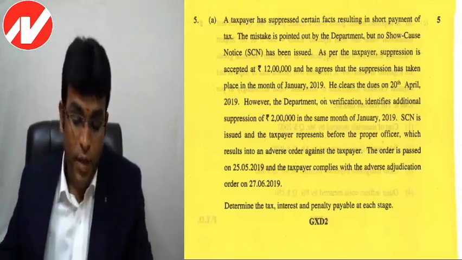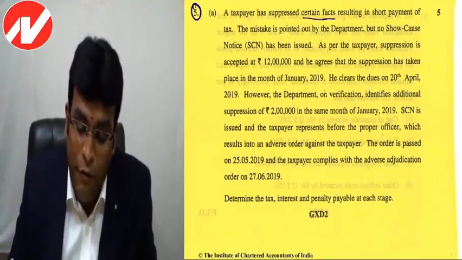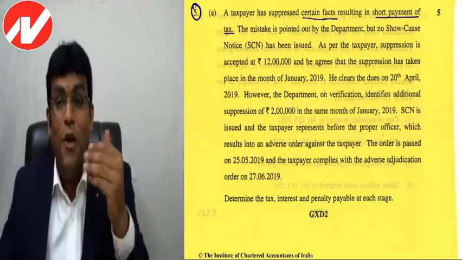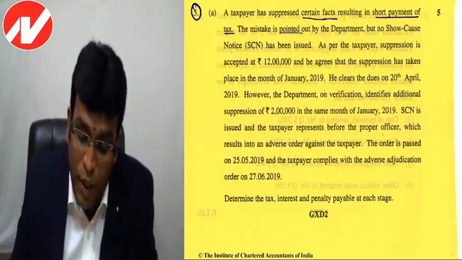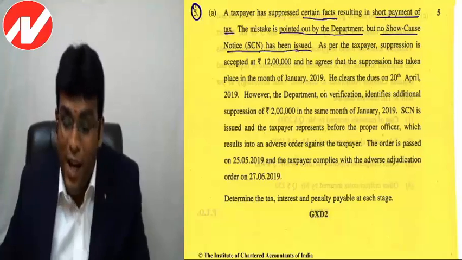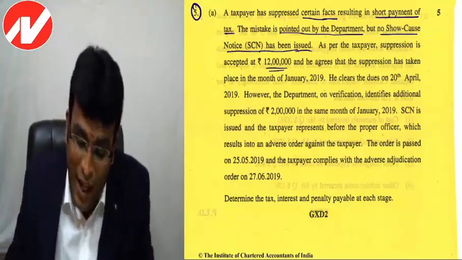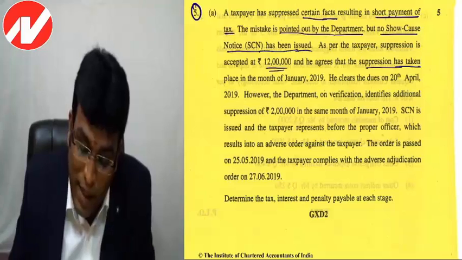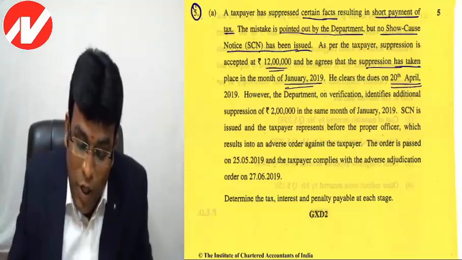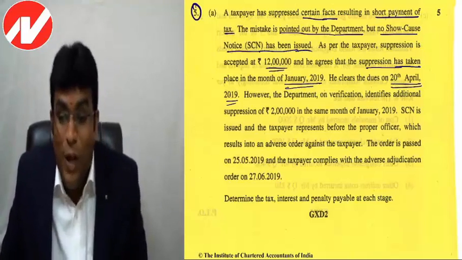Now, friends, looking at question number 5. A taxpayer has suppressed certain facts resulting in short payment of tax. When he suppressed, we are talking about fraud, misstatement and suppression. The mistake is pointed out by the department, but no show cause notice has been issued so far. As per the taxpayer, suppression is accepted at 12 lakh rupees, and he agrees that suppression has taken place in the month of January. He cleared the dues on 20th April 2019.